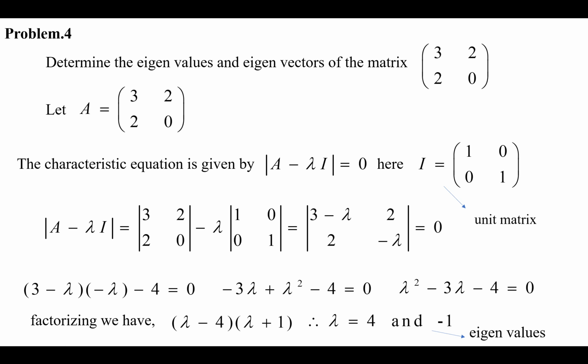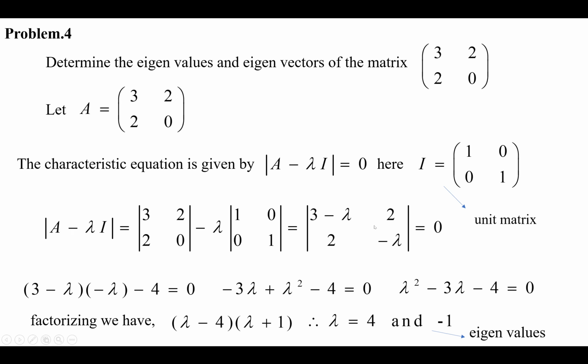Now we will go for problem number 4. Determine the eigenvalues and eigenvectors of the matrix. This is a 2 by 2 matrix. Row wise it is given as 3 2, 2 0. So we are going to take A as the matrix 3 2, 2 0, and the characteristic equation is given by determinant of A minus lambda I equals 0. Here I is nothing but your unit matrix 1 0, 0 1, and A minus lambda I will give us 3 2, 2 0 minus lambda times 1 0, 0 1. That will give us row wise 3 minus lambda, 2; 2, minus lambda, which is equal to 0.